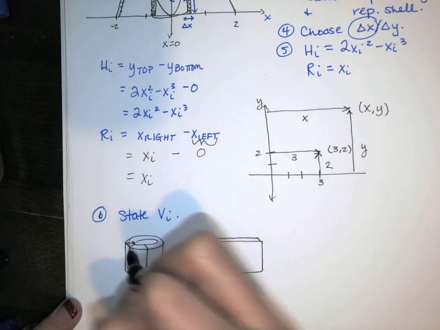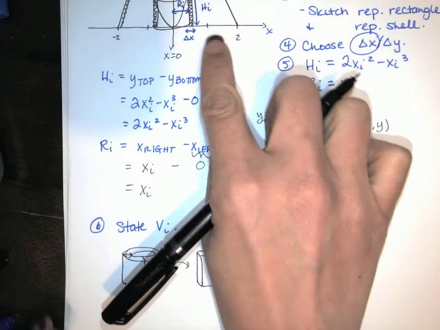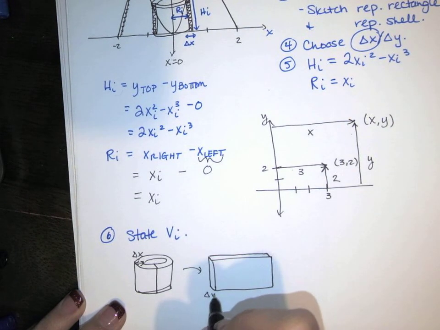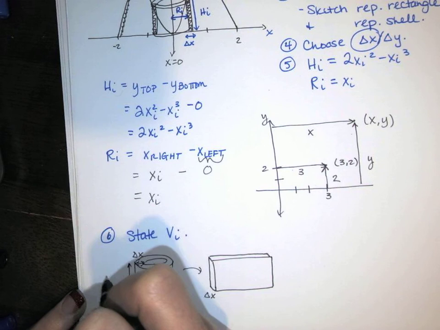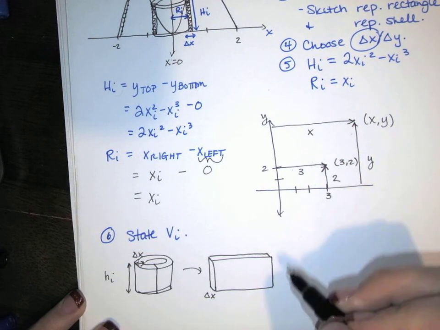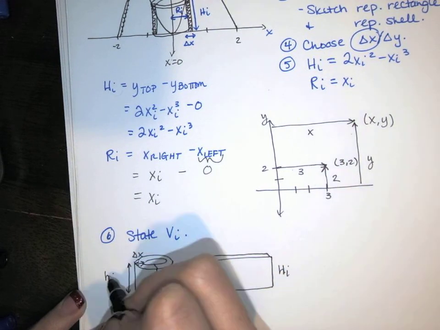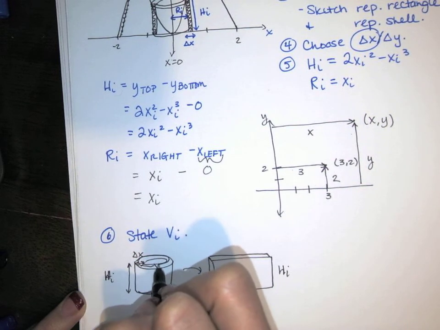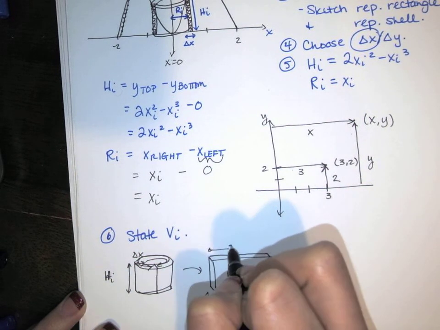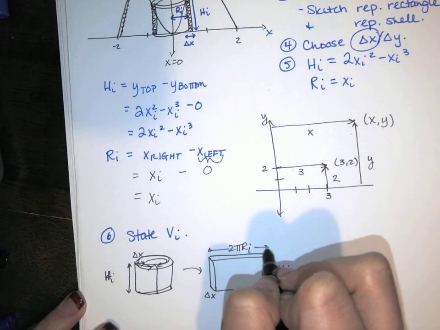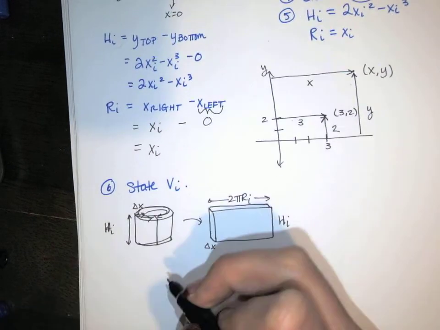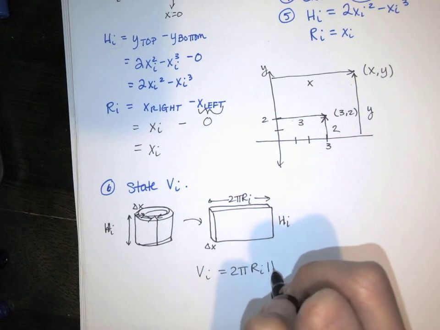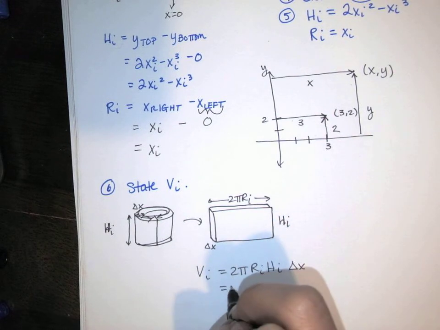This dimension here is the width of that rectangle, so it's delta x. So that becomes delta x over here. The height here becomes the height here, or I'll use capital H to be consistent. And then this distance is the distance all the way around, which is the circumference, 2 pi times the radius. So volume is 2 pi times the radius times the height times delta x.